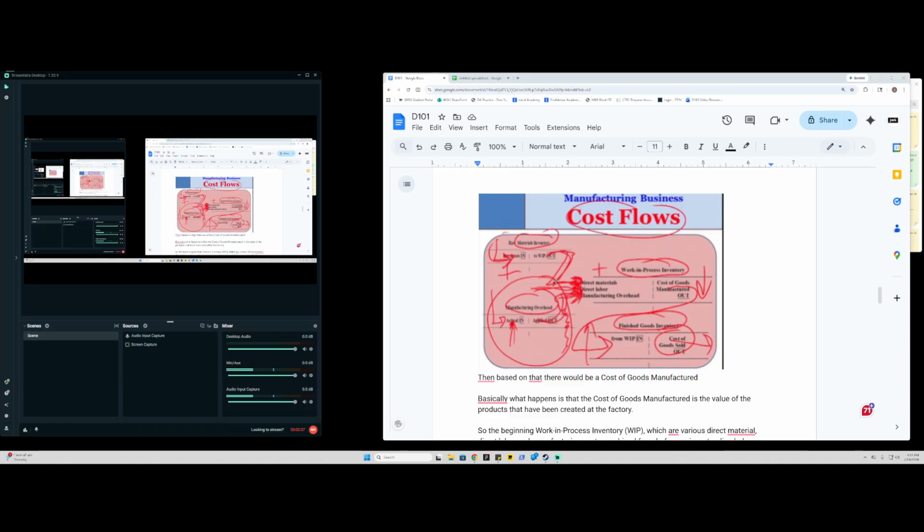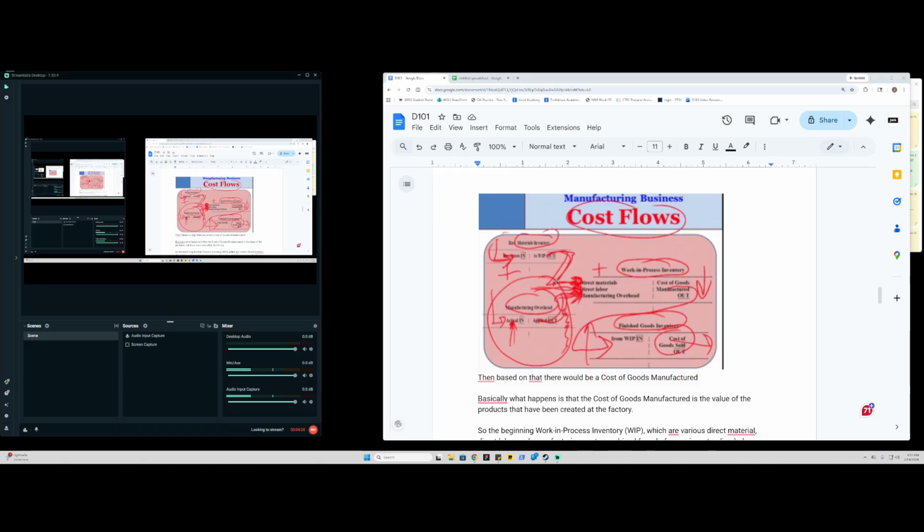Additionally, there's this thing called the manufacturing overhead. Manufacturing overhead would also be debited initially, and that debited amount would be put into the manufacturing overhead account. Then depending on how much you want moved to work in process inventory, you would credit that amount and then debit it into work in process inventory. So in the work in process inventory, you would have a debit amount of direct material, direct labor, and manufacturing overhead.